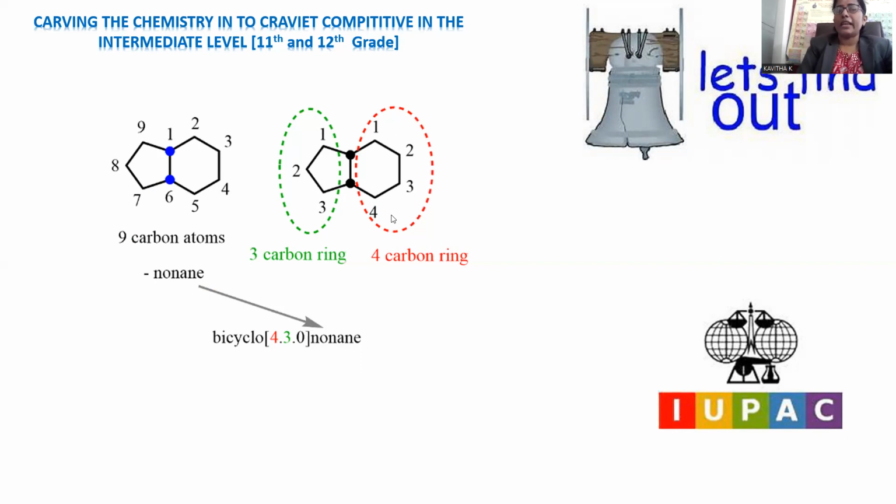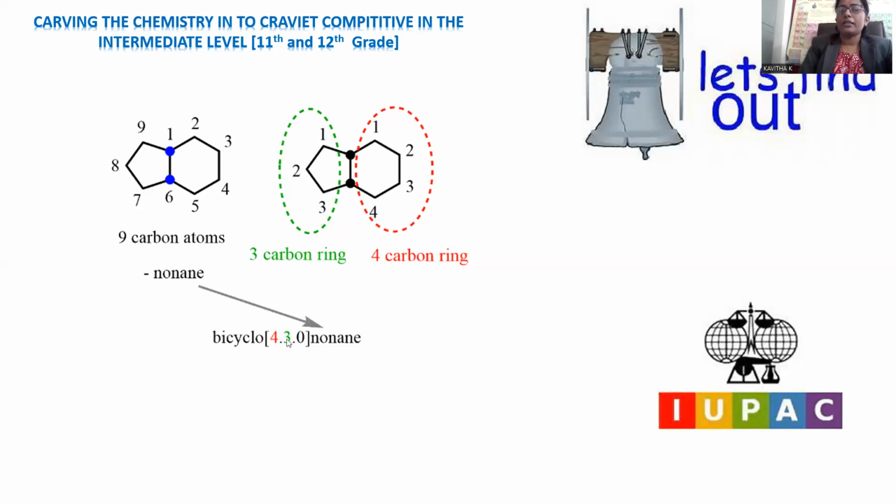How many atoms are lying in the first ring? Excluding the bridgehead carbon atoms, wherever fusion is there, those carbon atoms should be excluded first. Only the free carbon atoms are to be considered: 1, 2, 3, 4. The six-membered ring consists of four carbon atoms there. Being two ring systems, bicyclo will be taken. Further, in the square bracket, the atoms joining can be written. In the six-membered ring, four free carbons are available, and the five-membered ring consists of three free carbon atoms.